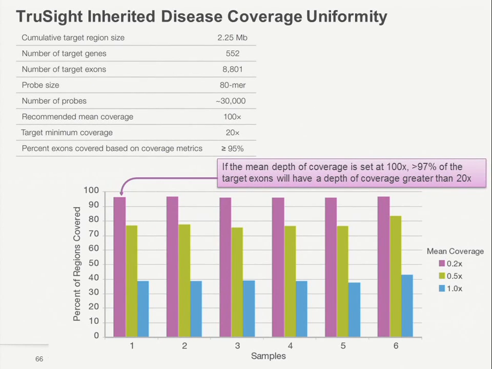Let's see its performance. The target region size is 2.25 megabases, 552 target genes. We recommend a mean coverage of 100 times, and a target minimum coverage of 20 times. If the mean depth of coverage is set at 100 times here, from this figure you can see more than 97% of the target exons will have coverage greater than 20 times. So here's the coverage uniformity, the coverage performance.